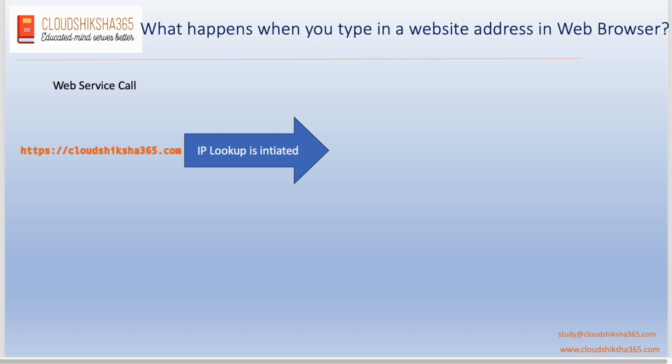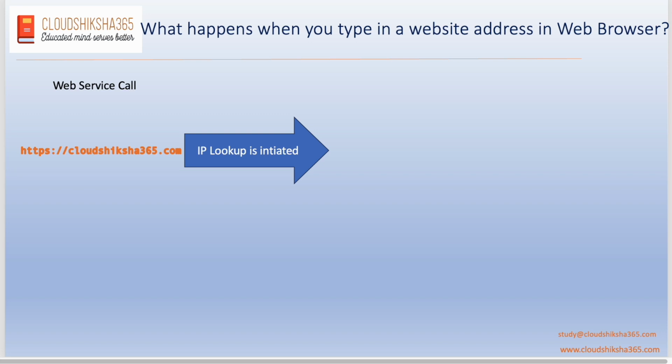Now what is the IP lookup? The way you have mobile numbers, and in your mobile you have an address book where you type in some names, and then every name has some mobile number, so you save it with your friend's name. Same way in the internet world we have fairly easy to remember names like Cloud Shiksha 365. I think you will easily remember it, but when the browser is looking for it through your mobile or laptop, it needs to locate the IP address, which is called internet protocol.